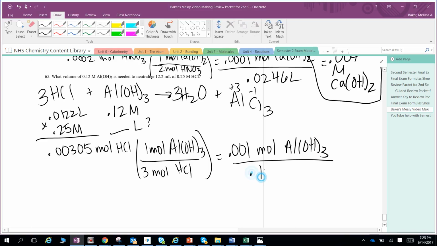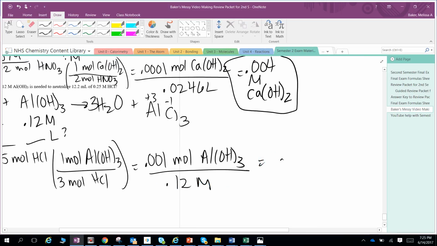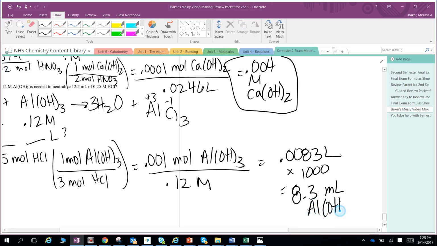Moles divided by the molarity gives me liters. So 0.0083 liters. And if I want to turn it into milliliters, I can multiply by 1,000. 8.3 milliliters of aluminum hydroxide would neutralize that amount of acid of that certain concentration.